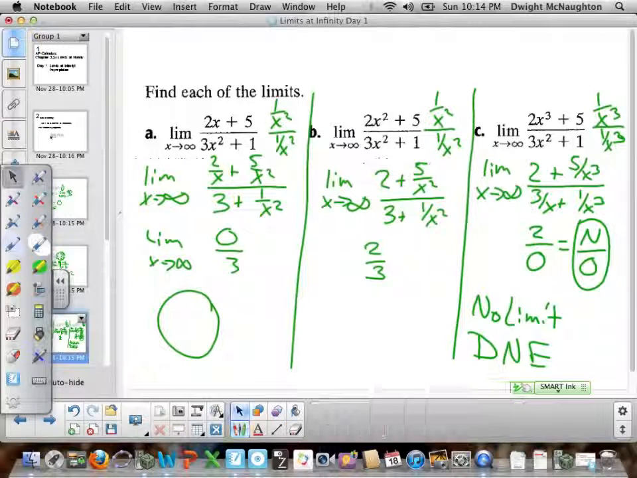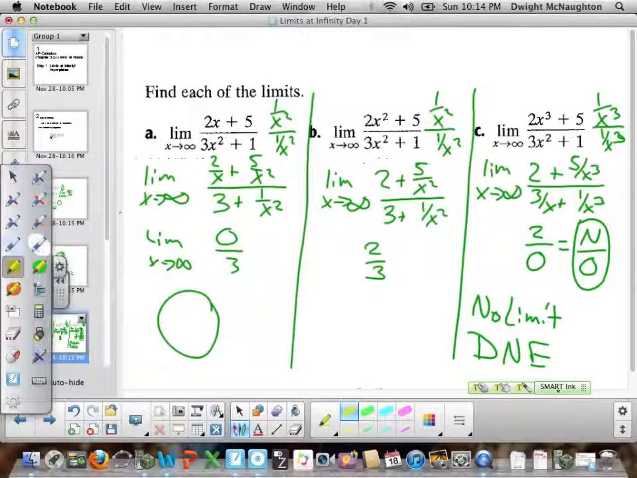Now, as we take a look at all three of these, we have three distinct cases. The first case, if you look at the degree, the denominator had the higher degree. And what happened when the denominator had the higher degree is our answer was 0. If the denominator has the higher degree as you take the limit as x approaches infinity, the answer is 0.